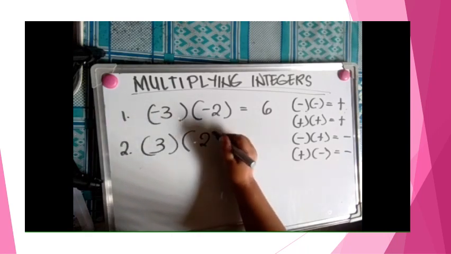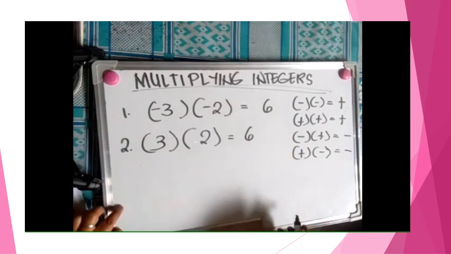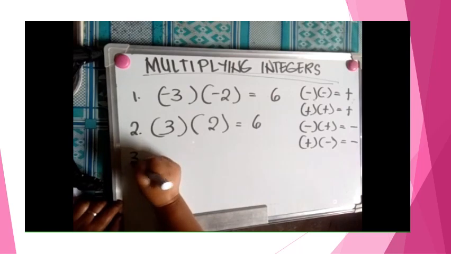3 times positive 2. So, it is positive 6. Okay? Number 3.